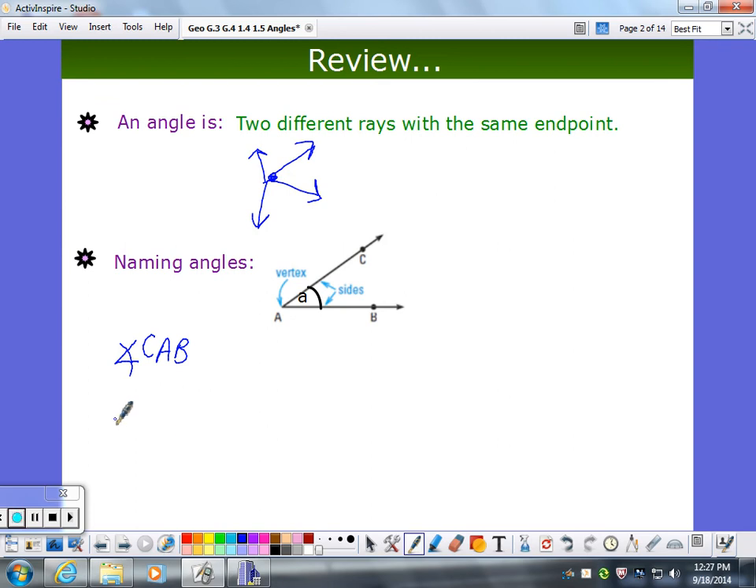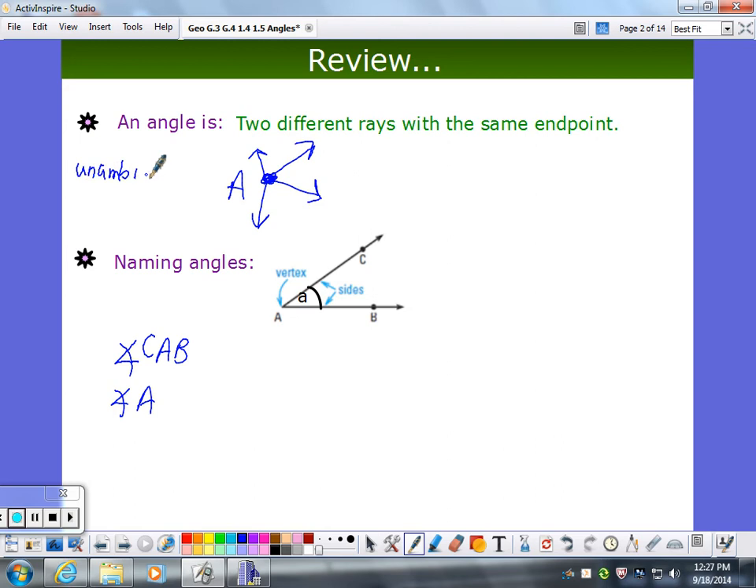What do you think, Thomas? Just the vertex. So what can we call it? Angle A. Now, you have to be careful though, right? If I have this angle over here and say A, I say angle A, what am I talking about? Am I talking about three different angles? You have to name your angles so that it's unambiguous.